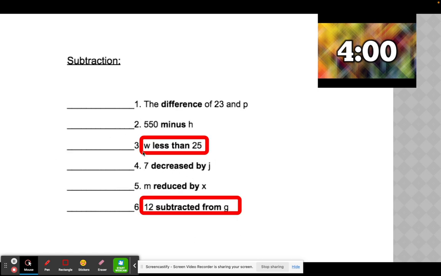For subtraction, hopefully you caught my two with turnaround words. I have W less than 25 and 12 subtracted from G. Those are my turnaround words. Let's take a look. The difference of 23 and P, you keep them in the order they were given for difference. 55 minus H, again, you keep them in the order. I take 55 and I subtract H from it.